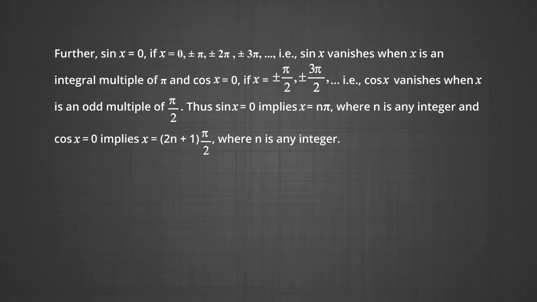Further, we see that sin of x is equal to 0 if x is equal to 0, plus minus pi, plus minus 2 pi, plus minus 3 pi onwards. That is, when x is an integral multiple of pi, then sin of x will be 0. And cos of x is 0 if x is equal to plus minus pi by 2, plus minus 3 pi by 2. That is, cos x vanishes when x is an odd multiple of pi by 2. Thus, sin x equals 0 implies x is equal to n pi, where n is an integer, and cos x is equal to 0 implies x is equal to (2n plus 1) pi by 2, where n is an integer.